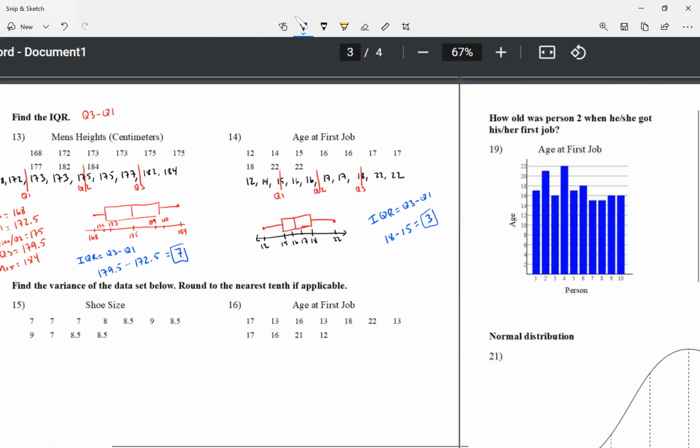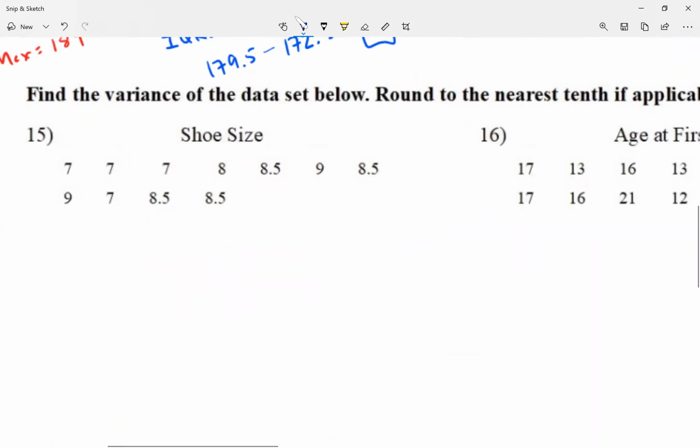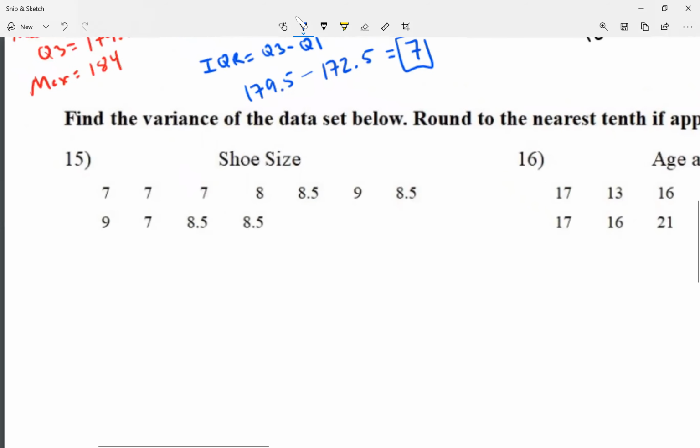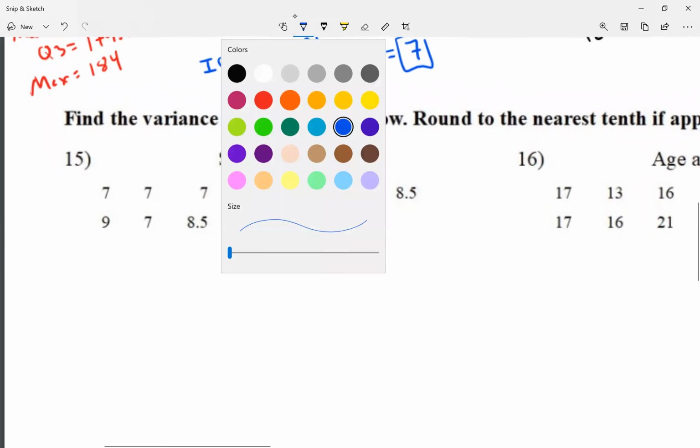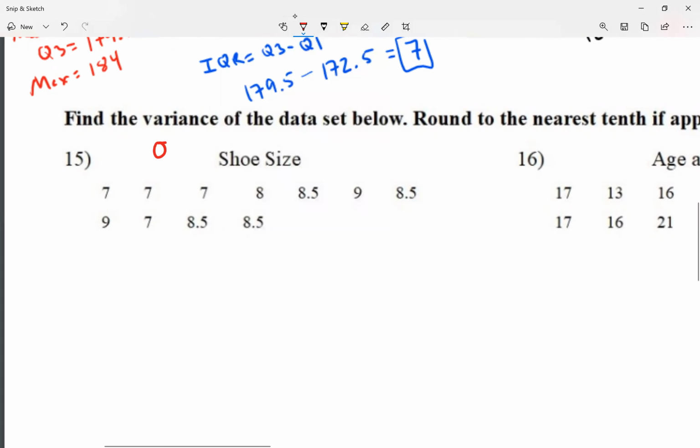Now, one thing that we're going to start learning is what we call the variance. Variance, some people like to call this sigma squared. So let me introduce you guys to symbols. This is the Greek letter sigma, but we call this sigma squared. That's what we're going to call the variance. Okay, so let's do this. This is how we're going to do this.